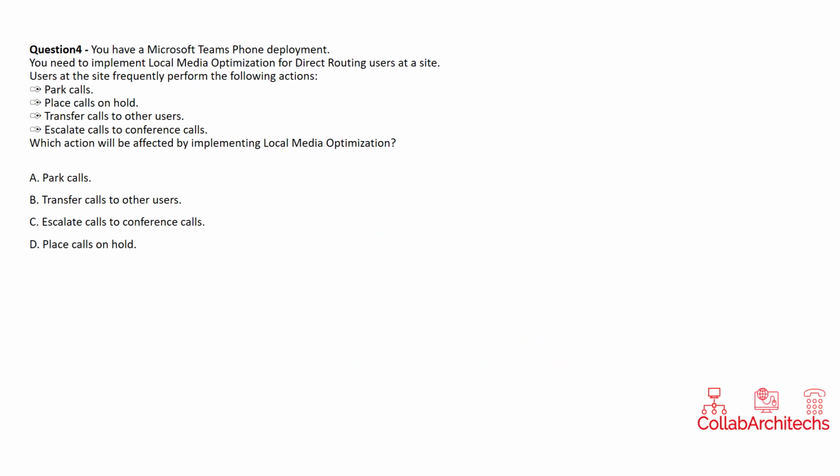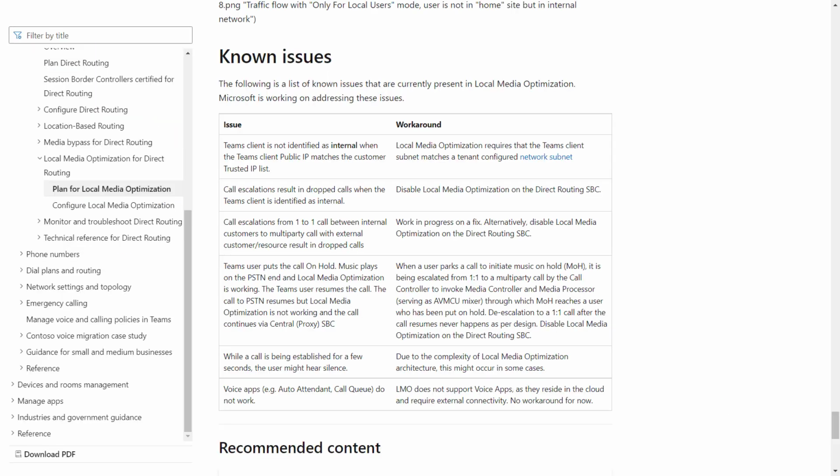Let's see the last option, place calls on hold. For that also some issues are mentioned. When a Teams user puts the call on hold, music plays on the PSTN end and local media optimization is working. So when a user puts a call on hold, local media optimization is working fine, so there is no issue with this. The issue is when the Teams user resumes the call to the PSTN, local media optimization is not working and the call continues via the central proxy or SBC. So there is no issue when the user puts the call on hold.